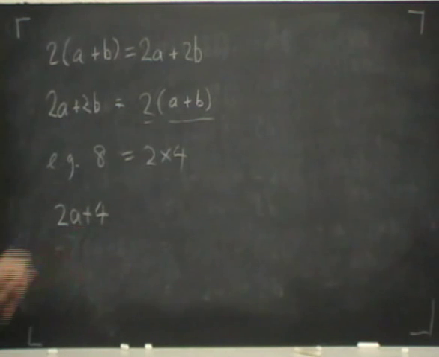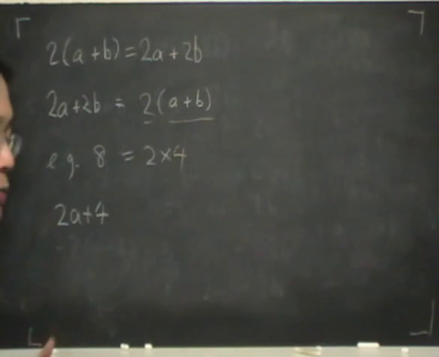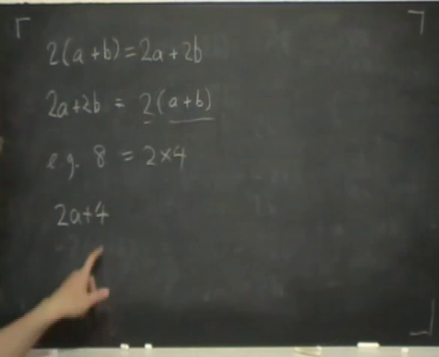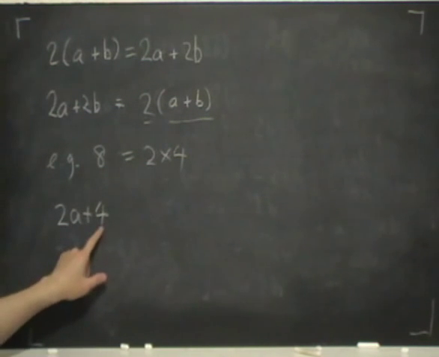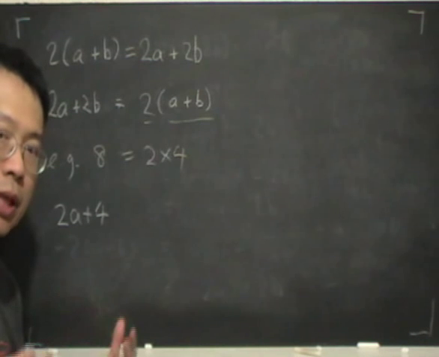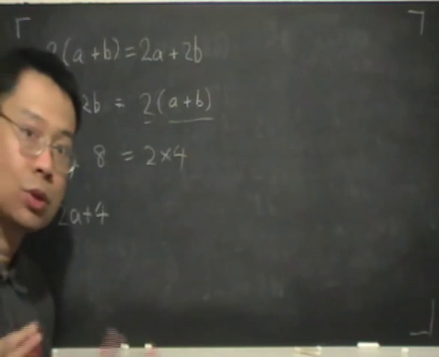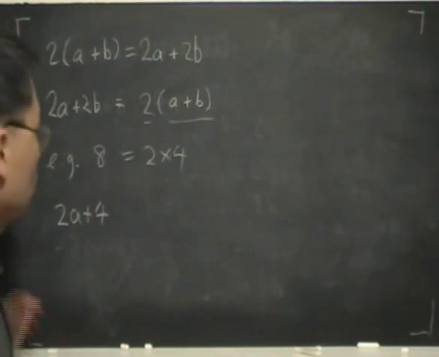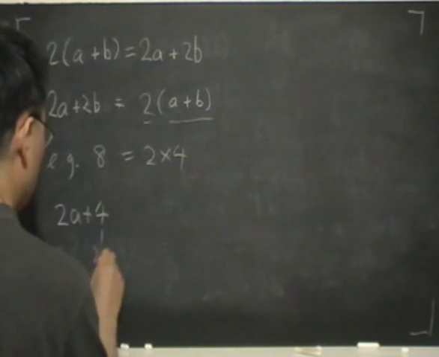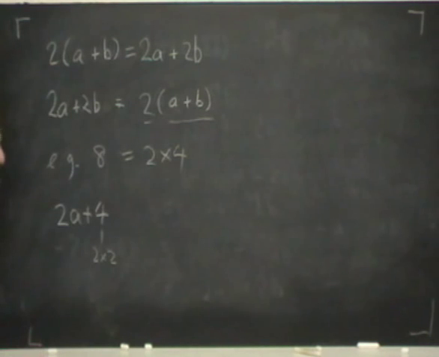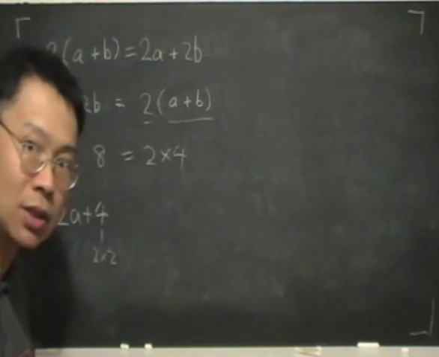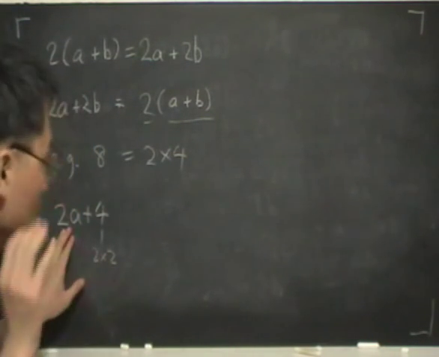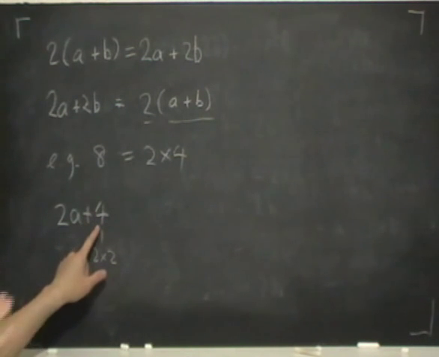In the first term here, we have 2a. So 2 is a factor in the first term, a is a factor in the first term. Now in the second term, we have 4. 4 can be written as 2 times 2. So in fact, 2 is also a factor of 4, right? So 4 can actually be 2 times 2. So this means that in this expression, the 2 is a common factor. 2 is a factor of the first term. 2 is also a factor of the second term.